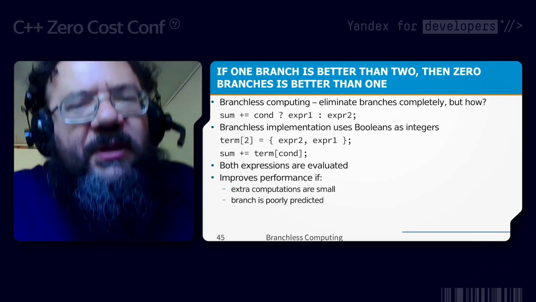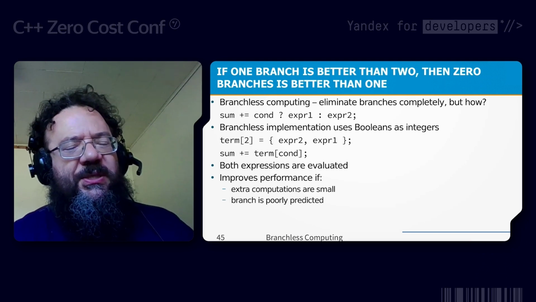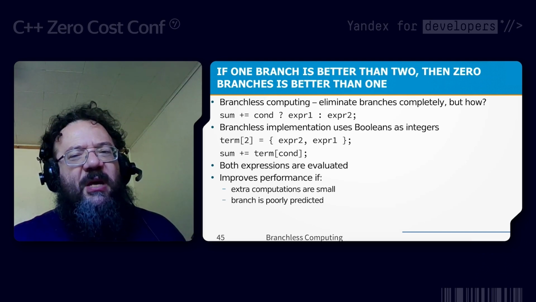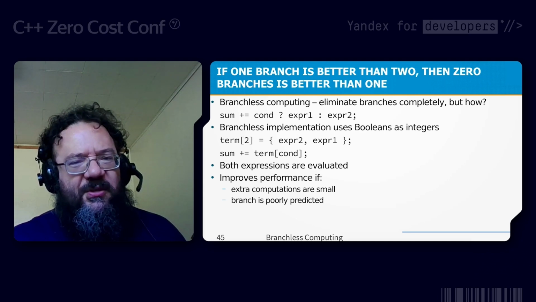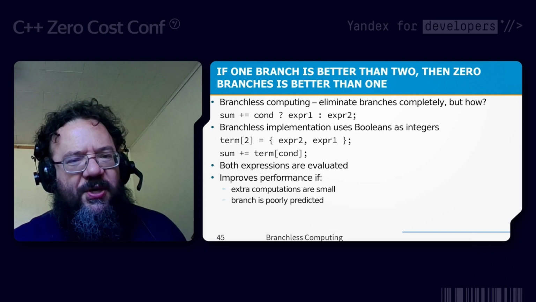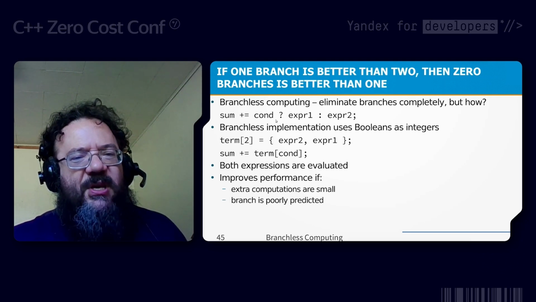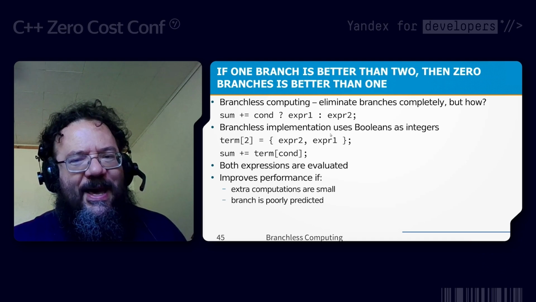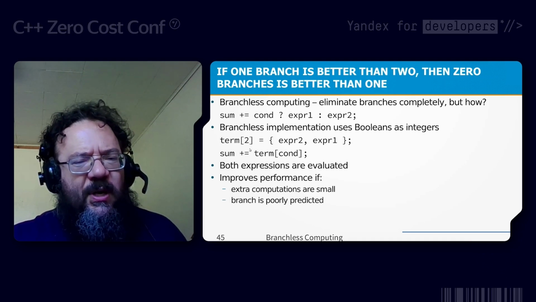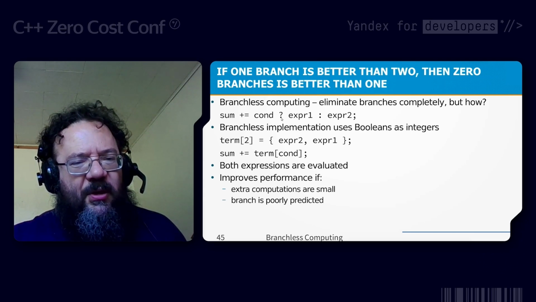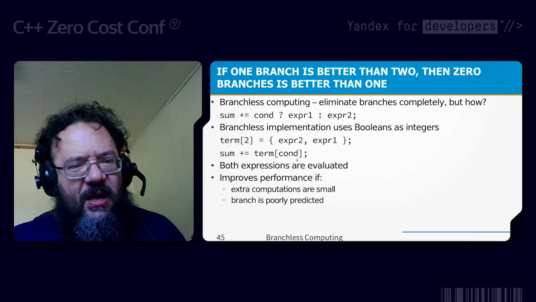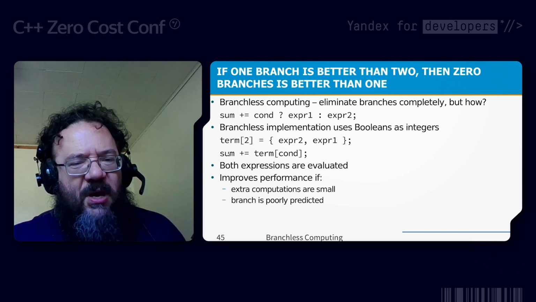Okay, let me show you the branchless optimization taken to the extreme. I'm going to eliminate branches completely from a conditional piece of code. So here is my conditional piece of code. And the idea of branchless optimization is to use Booleans as integers. They're convertible to integers. They're 0 and 1. So instead of this code, I'm going to have this code. I'll evaluate both of my expressions. Again, remember, extra work. I'll put them in an array. I'll read the correct element of this array and add it to my result.